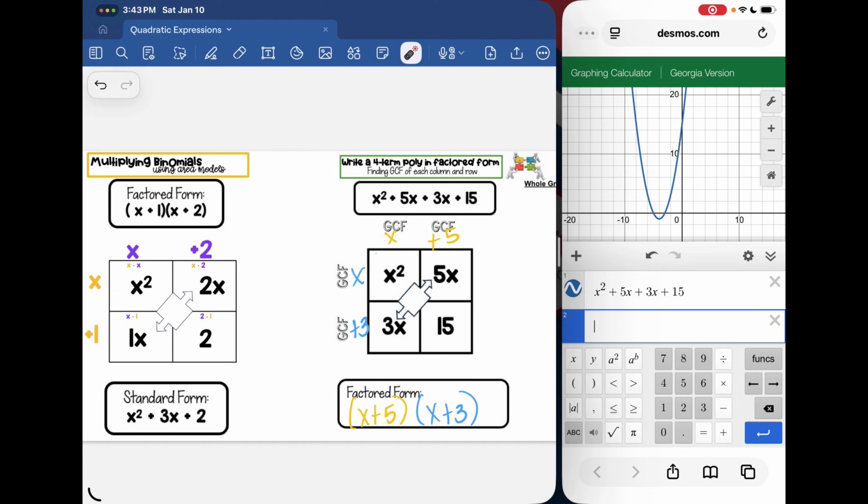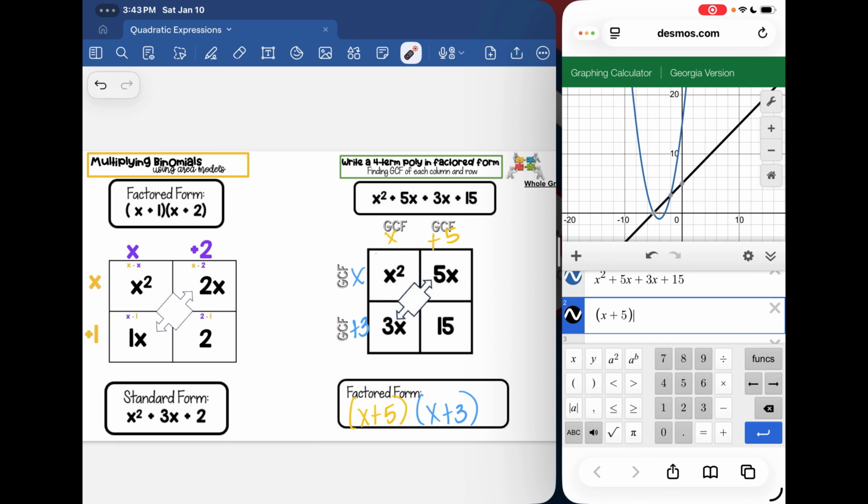So let's use our Desmos graphing calculator to make sure we're right. We already have our original expression written in there, right there. And so now we're going to type our factored form, x plus 5 times x plus 3, to see if they match. Do they match? Yes. So we did it right.